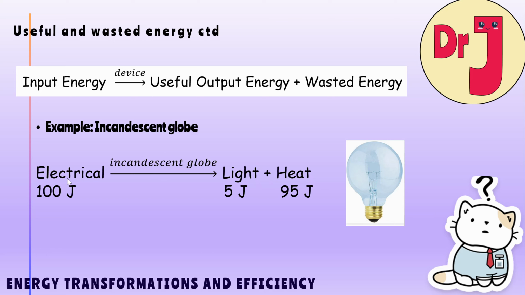So the amount of input energy that we have, say, is 100 joules. The amount of useful energy we get is 5 joules because that's our light energy, and then we have 95 joules being wasted. So the 100 has to equal the 5 plus 95. So notice that there's no energy that's disappeared or destroyed. It's still there, but we can't use it as useful output energy.